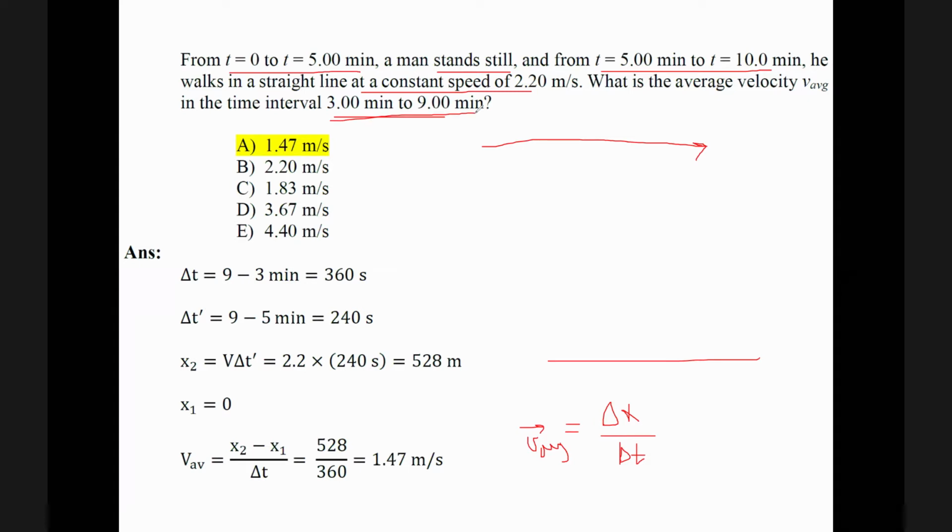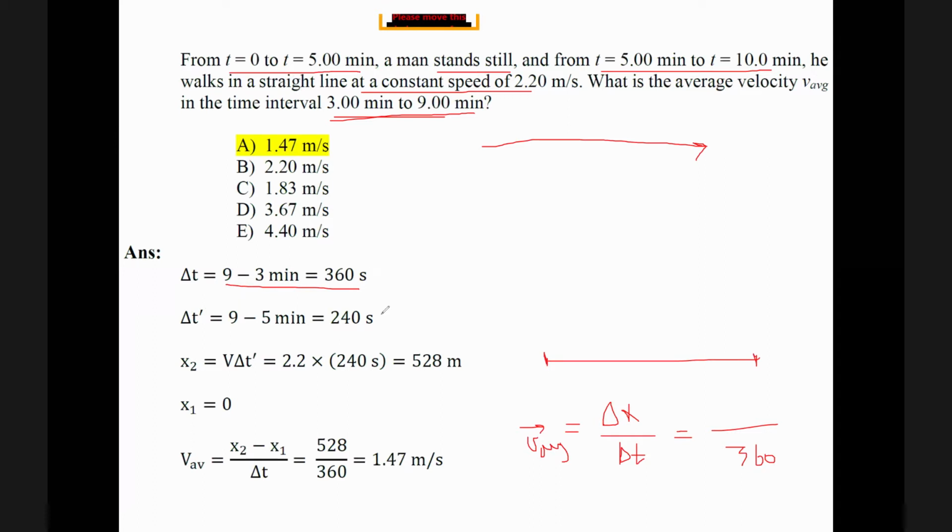Those 6 minutes, I deal with seconds. So I have first to convert them to seconds. 6 minutes, convert to seconds. It becomes 360 seconds. Okay? Right. So we got a time for the period. So here, divide by 360. Now I need a distance. A distance from the beginning to the end.